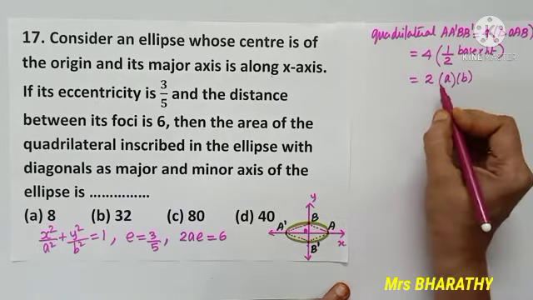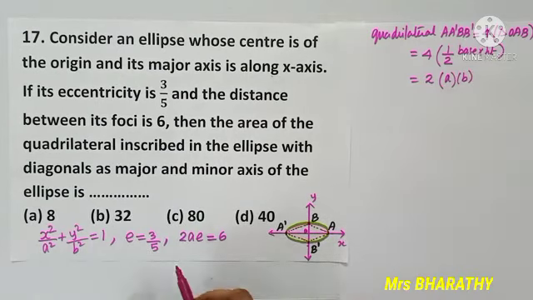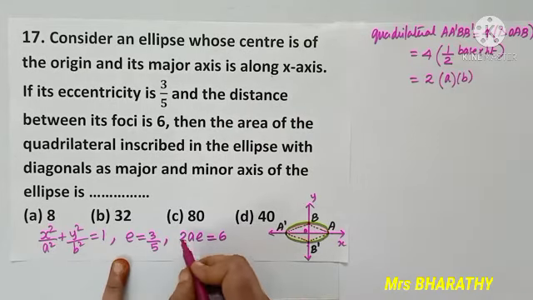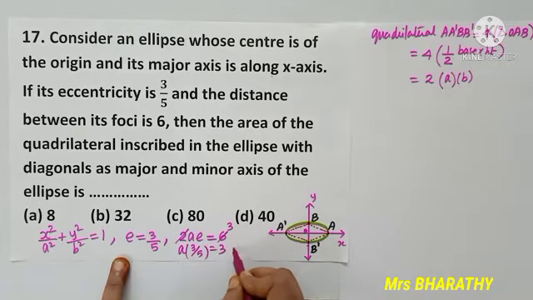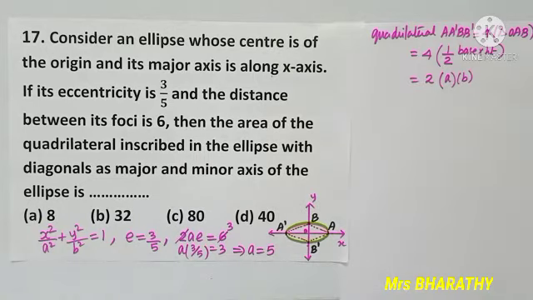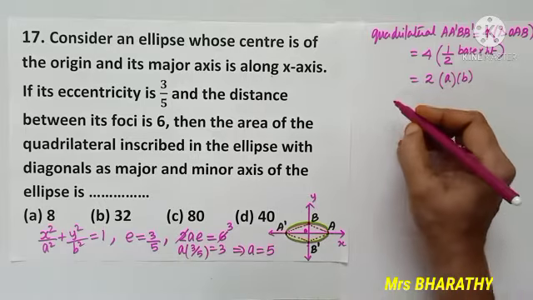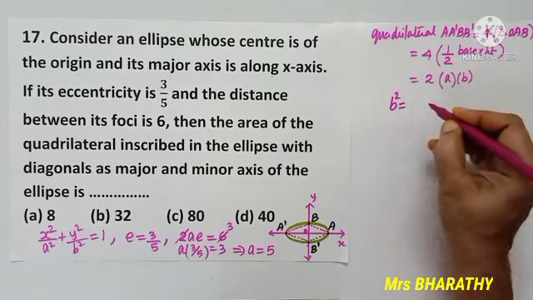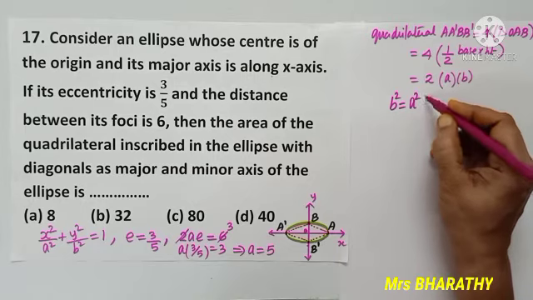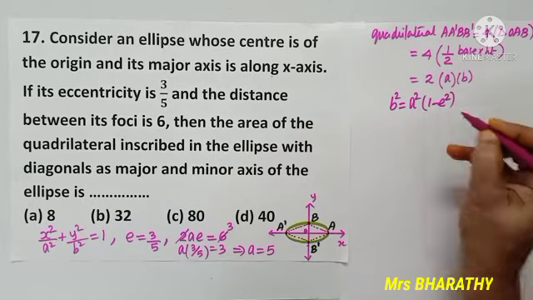How to find this 2AB? Let me use this condition. 2AE is 6. I can cancel 2, 3 times A into, what is E value? 3 by 5, that is 3. Cancelling 3, I get A value 5. Once I know A, I can find out B square. The formula is A square into 1 minus E square.